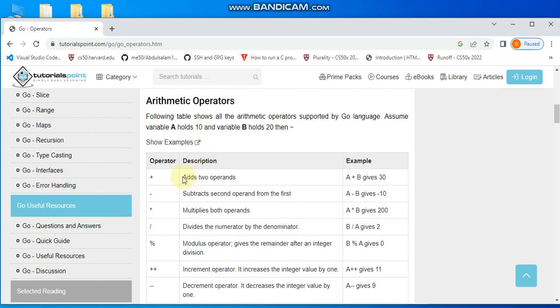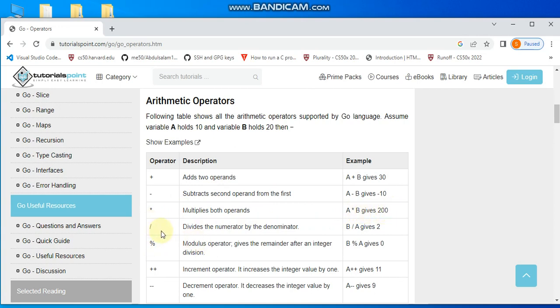Arithmetic operators like addition, this sign, is used to add two operands. Operands means two values like this A and this B. So if A holds the value of 10 and B holds the value of 20, A plus B gives 30. Then we have subtraction, which subtracts the second operand from the first. So A minus B will result to negative 10 because B is greater than A. We also have multiplication, which is A multiplied by B, which gives 200.